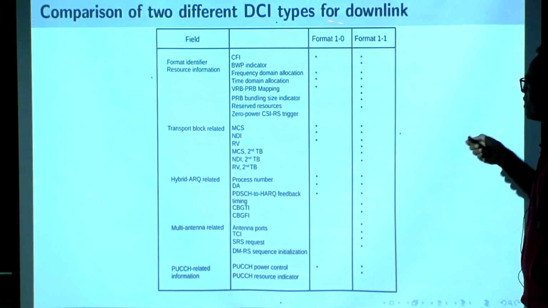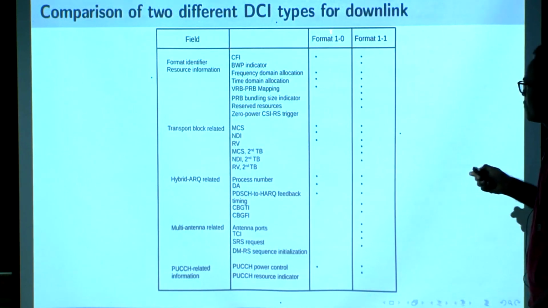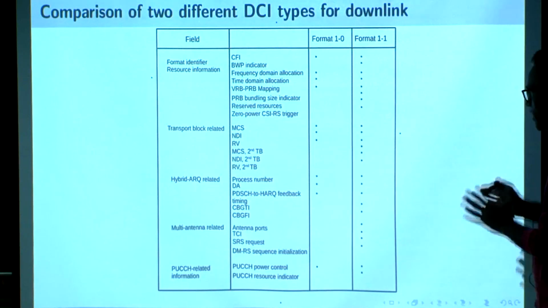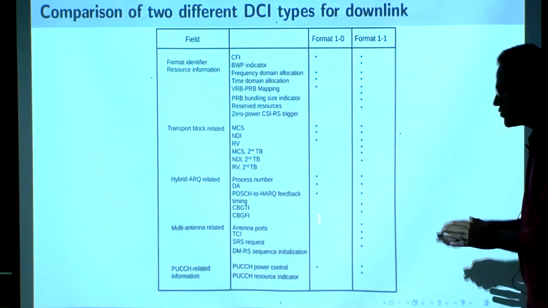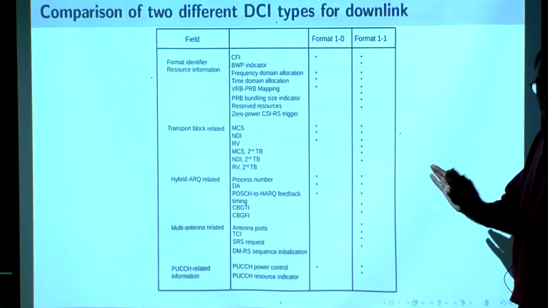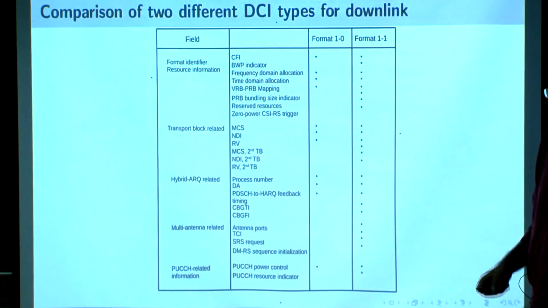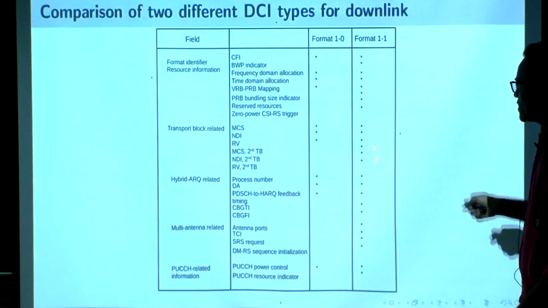We are comparing 2 different DCI formats for downlink. This is format 10, and this is format 11. What is happening here is, format 11 is used for MIMO transmission, and format 10 is used basically for single layer transmission. Right, so most of the fields are the same.